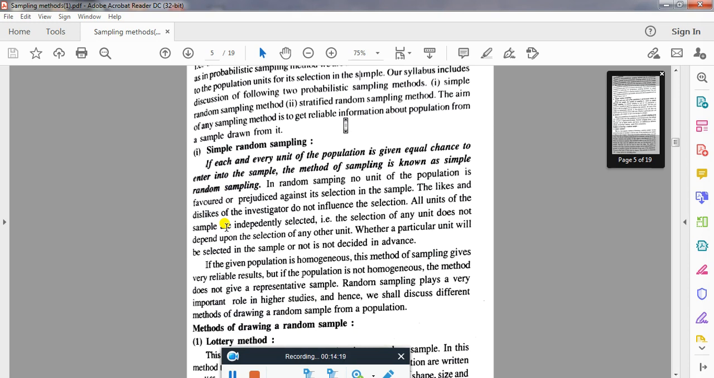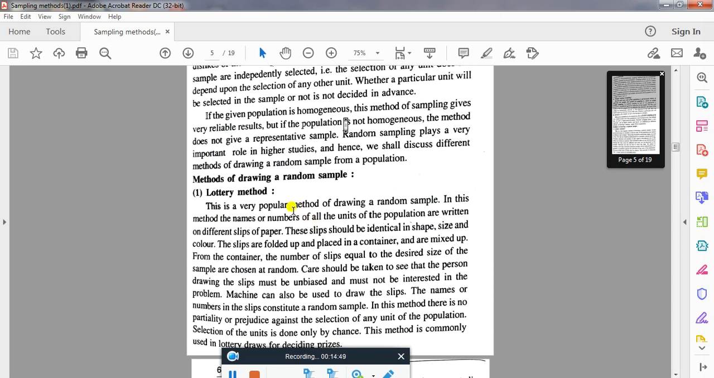Now, simple random sampling. What is simple random sampling? Each and every unit of the population is given an equal chance to get in the result. So when you have 10 units in the population, every unit has an equal chance, that is 1/10, 1/10, 1/10. In probability terms, if n units are there, then each should have a 1/n chance.